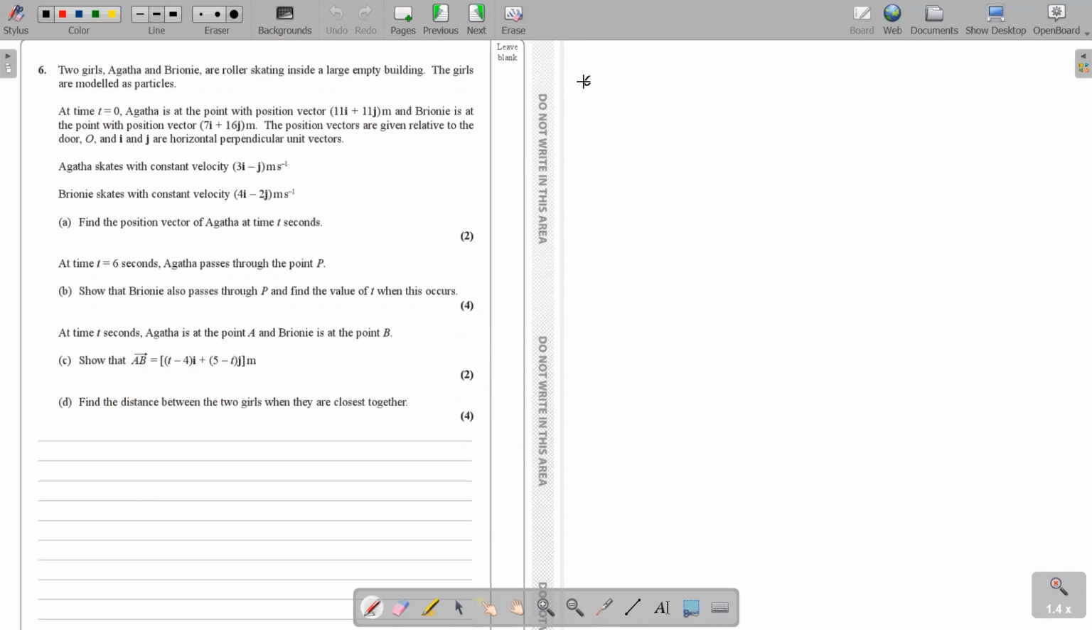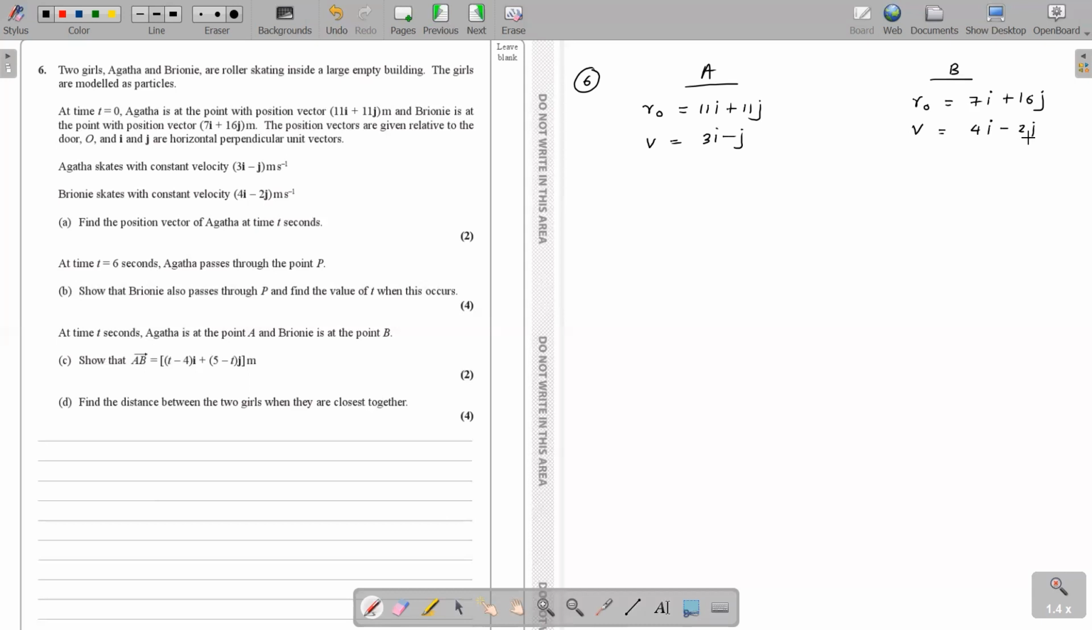So we'll model each person here, A and B. The r naught for A, because when you say time 0, you're talking about the initial position vector, the starting position vector. For A, r naught is 11i plus 11j, and for B, r naught is 7i plus 16j. The position vectors are given relative to the origin O. So the origin is the 0, 0 point, and i and j are horizontal perpendicular unit vectors. A skates with constant velocity 3i minus j meters per second, and B skates with constant velocity 4i minus 2j meters per second.